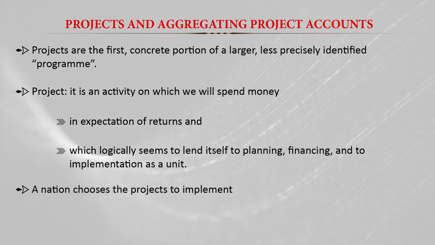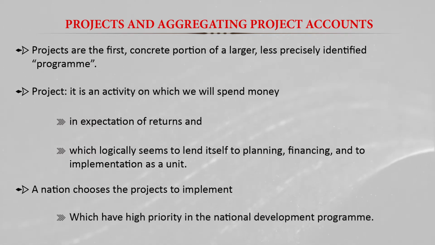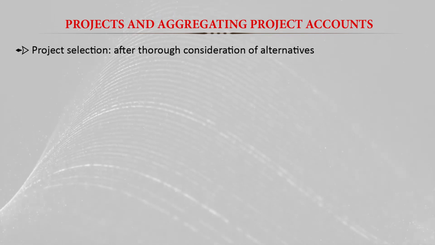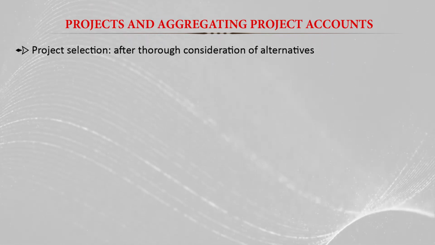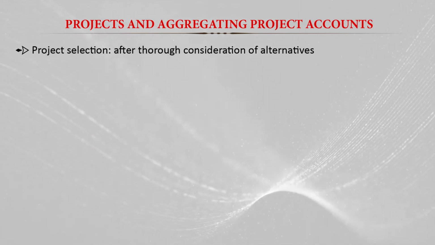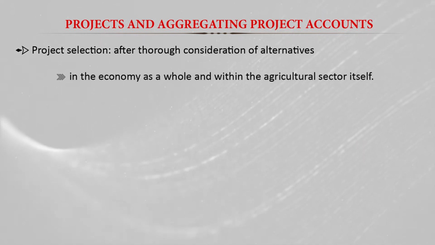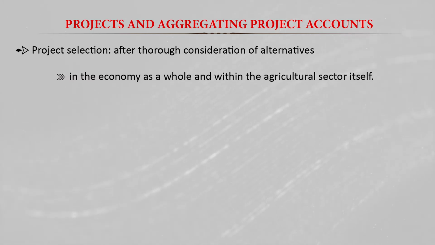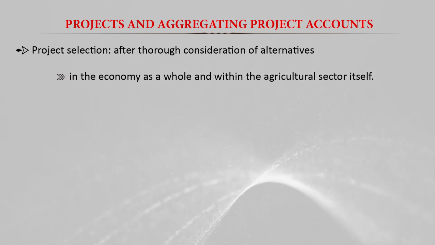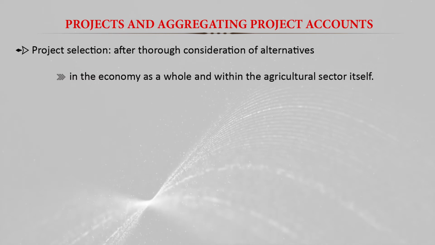Basically a nation or a country chooses those projects for implementation which have high priority in the national development program. So when we identify the projects, we always keep in mind the national development programs. For project selection, there are a number of alternative projects, and we basically give thorough consideration to the alternative projects in the economy as a whole and within the agriculture sector itself. So we analyze all the alternatives available to us, keeping in view the economy as well as the agriculture sector itself.